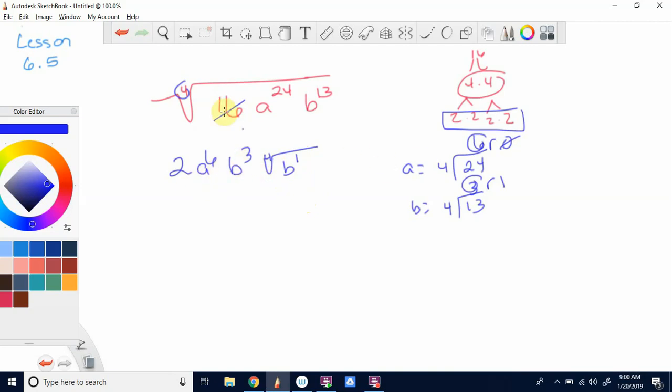And then, let's go back and look at this. This is even. I have variables, so I have to look at the powers in the result. Is this odd or even? It's even, so there's no problem. This is odd.